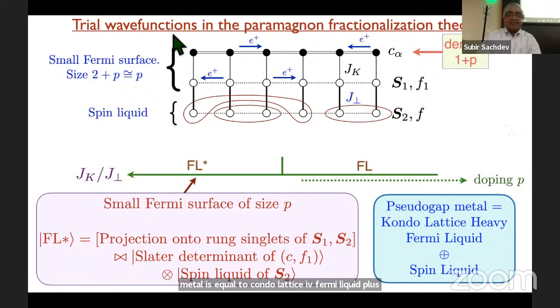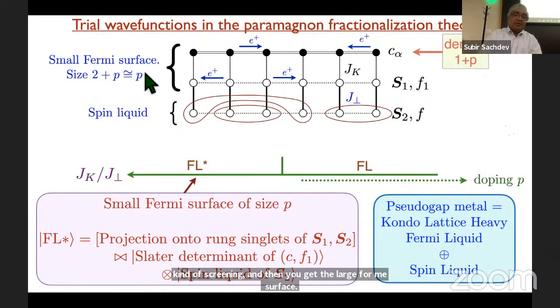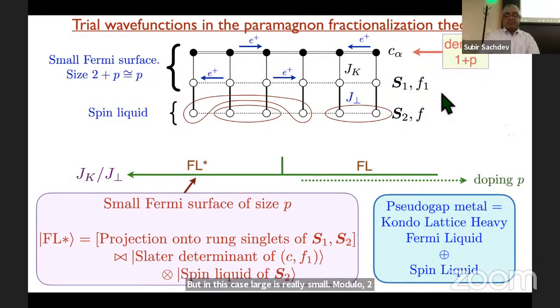So the point is that these two layers have this Kondo screening, and then you get the large Fermi surface. But in this case, large is really small, modulo 2. But you're left over with the spin liquid. And this spin liquid here, now you can see very clearly in this picture, at least in this naive decoupling, is just like an insulating spin liquid. There's no difference. Its PSG is exactly the same. It's just there. And that's why I'm calling it F and not F2, because this was the F I was referring to in the first part of my talk. It's this particular spin liquid right here.